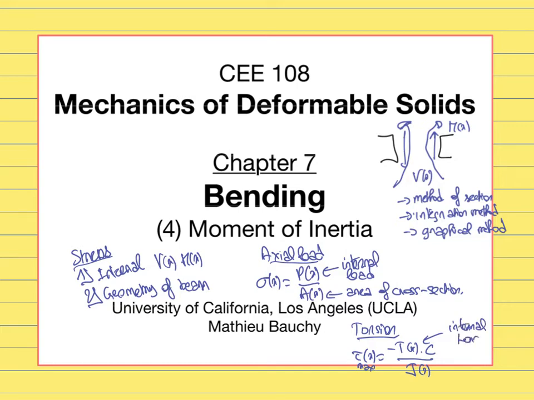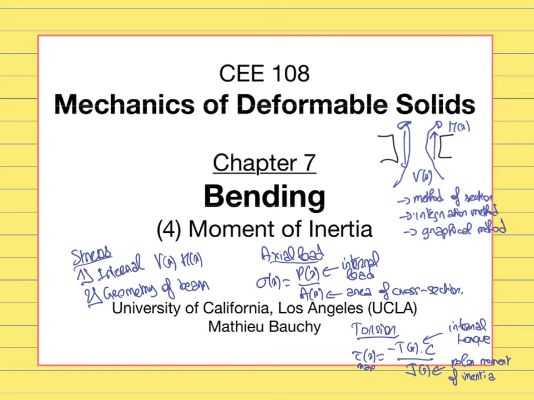So the internal torque only depends on the value of the external torque that is applied to this beam. So it's something that doesn't depend on the type of material or on the geometry of the beam. But then you have a second quantity, which is the polar moment of inertia, which in the case of torsion is the geometrical property that governs how resistant a beam is going to be to torsion. So if you have a high polar moment of inertia, then the shear stress will tend to be low.